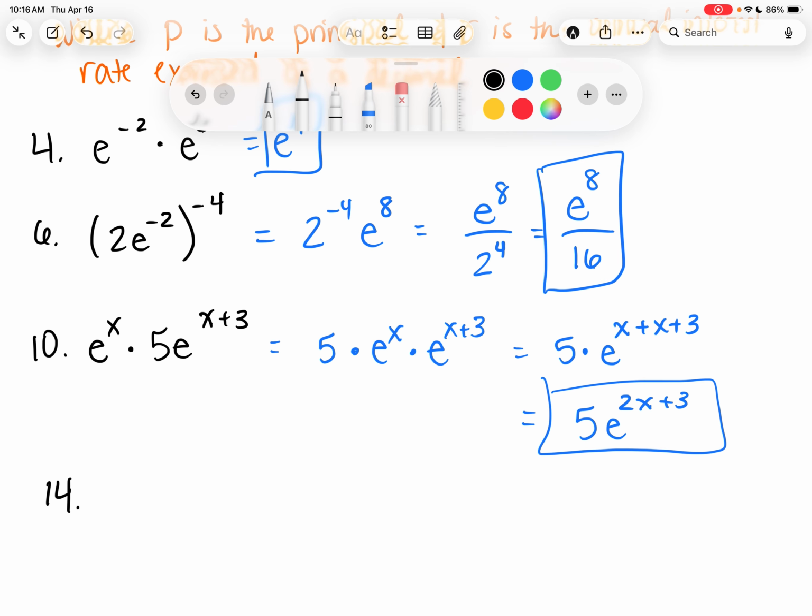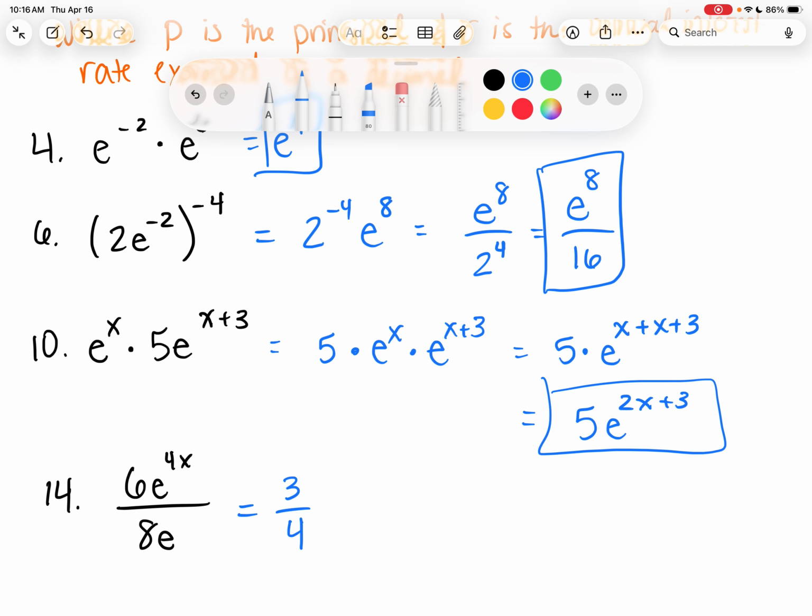Number 14. 6e to the 4x, and again the 4x is only on the e, over 8e. Any ideas what I should do with this one? Could you reduce it? That would be what I would do first. What would I get if I reduce it? 3 over 4. And then what about this e to the 4x over e?